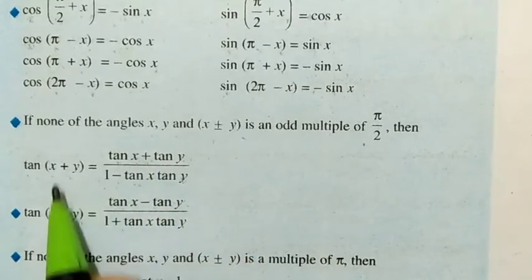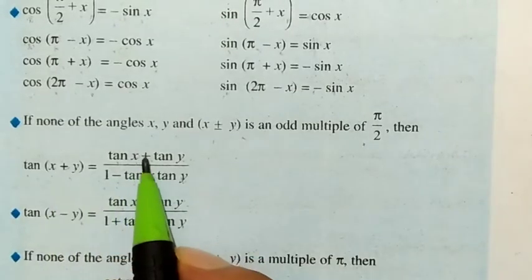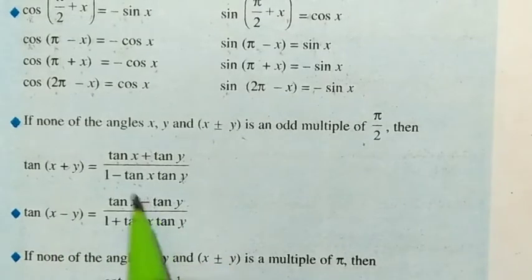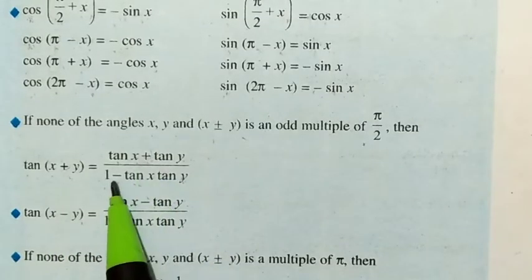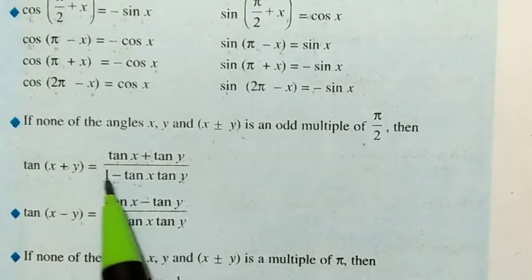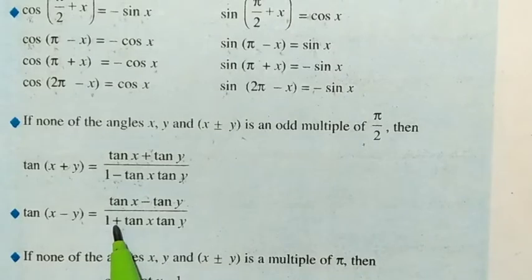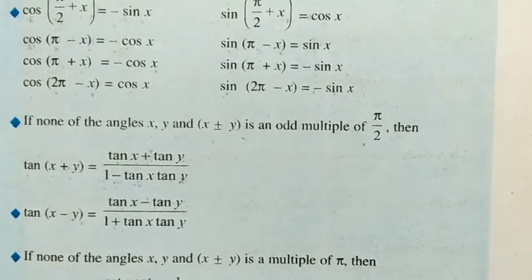So just the signs change. In x plus y, here numerator tan x plus tan y, here minus in the numerator. Whatever is in the numerator, the opposite sign is in the denominator, and here 1 minus tan x tan y, here plus, so minus here, plus there. That way you can easily remember these formulas.